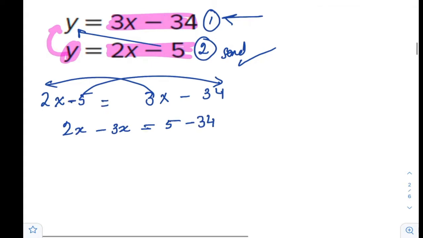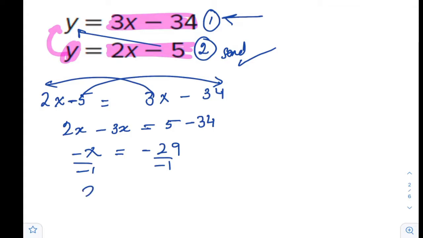Of course, remember this was negative. 2x minus 3x is negative 1x. 5 minus 34 is negative 29. So dividing by negative 1, or reversing both signs, it will be 29. This is equation 1 giving you variable x.